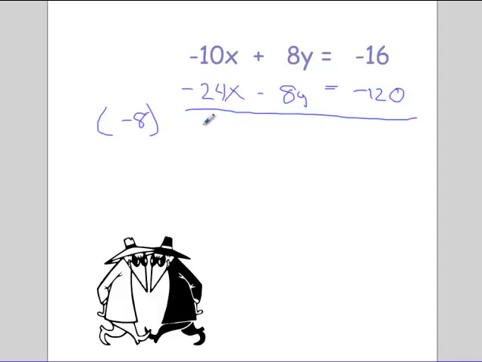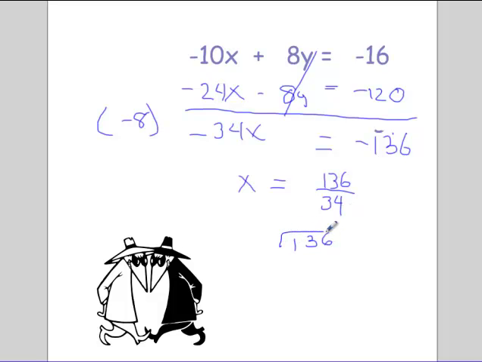So now I add the columns and I get negative 34x equals negative 136. Okay, we're going to divide by negative 34, so x is equal to a negative divided by a negative is a positive, so I'm just going to get rid of those right now. Now let's see how many times that goes. It probably goes evenly. Actually, you know what, I'm just going to guess 4 times and see if that comes out.